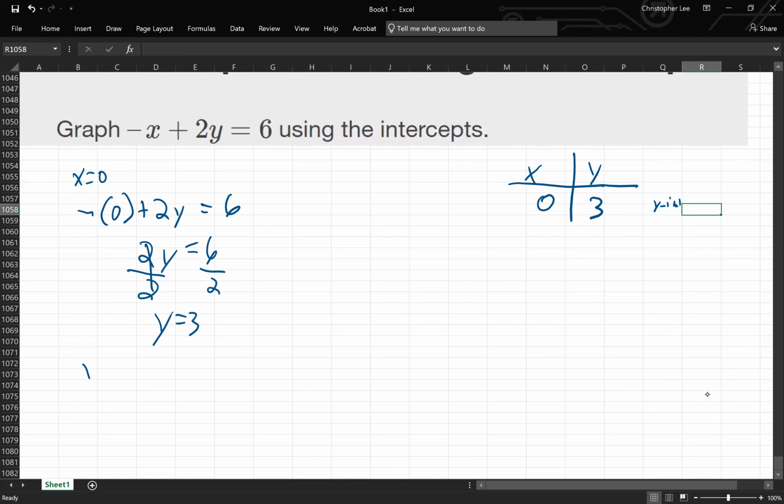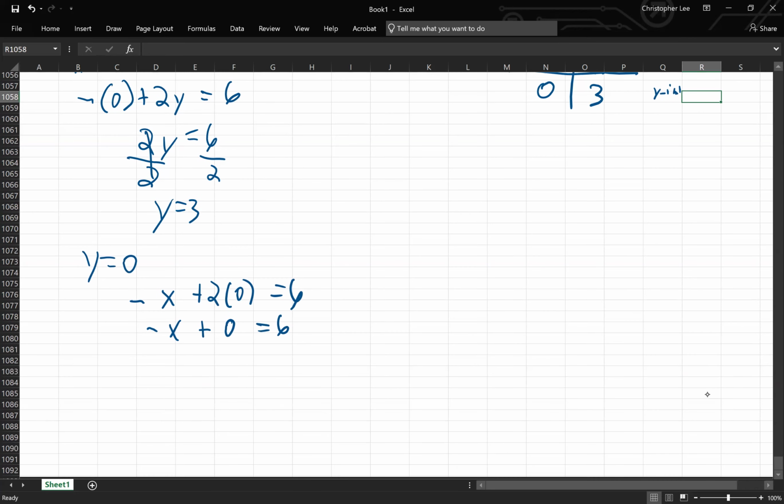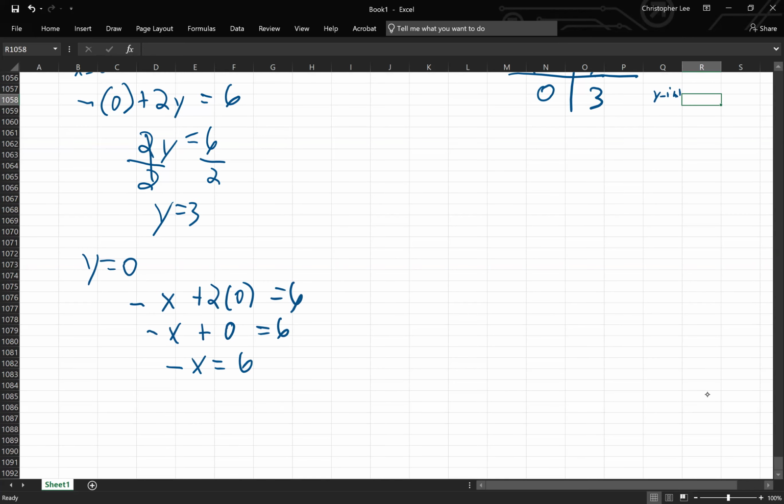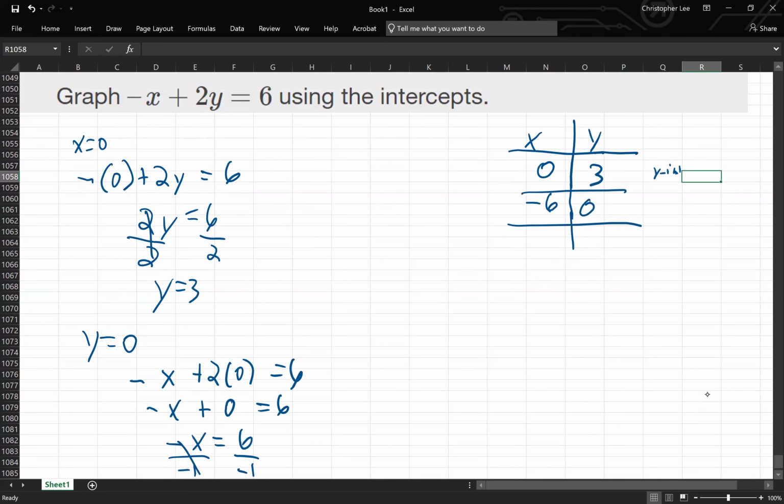Let's find the x-intercept. So y equals 0. So this is going to become negative x plus 2 times 0 equals 6, which becomes negative x plus 0 is equal to 6. Negative x is equal to 6. And then divide by negative 1. x equals negative 6. So negative 6, comma 0. That's my second point. And then we could just pick one more point just to call it a day.